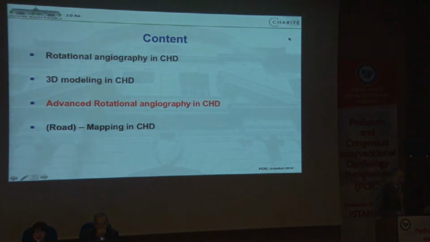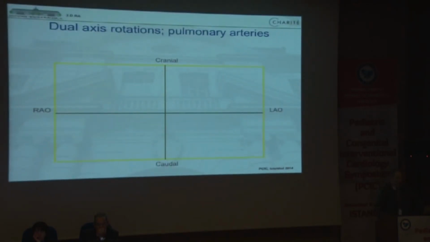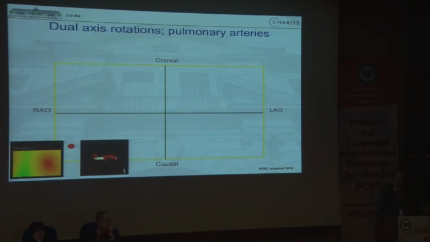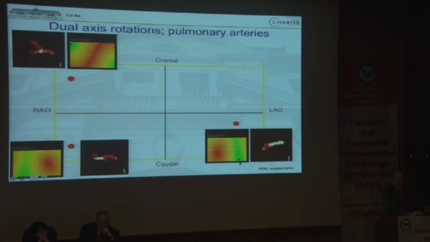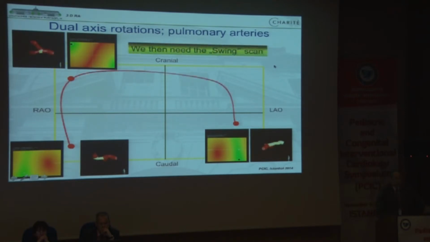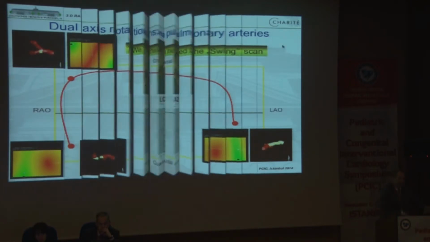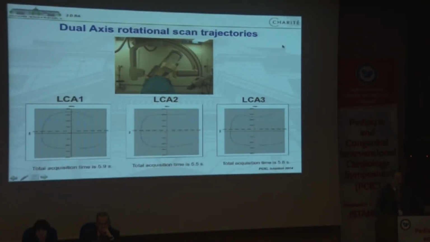So what about the advanced rotational angiography? That is something that is a bit complicated. If you look at your diagram, you have cranial and caudal, you have RAO and LAO projections, and you know that in the caudal position is the minimal foreshortening, and in the cranial RAO position is minimal foreshortening. But as well, you have a LAO caudal projection with also a minimal foreshortening, and that means that you probably need a swing for your rotational angiography to have the best insight. And this swing can be automatically programmed in the machine, as you can see here.